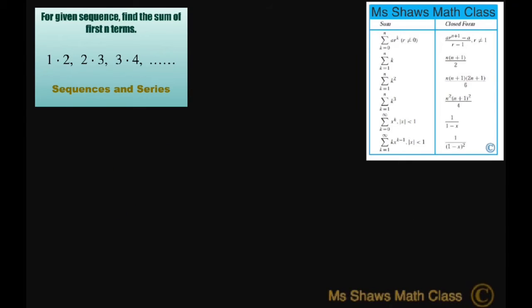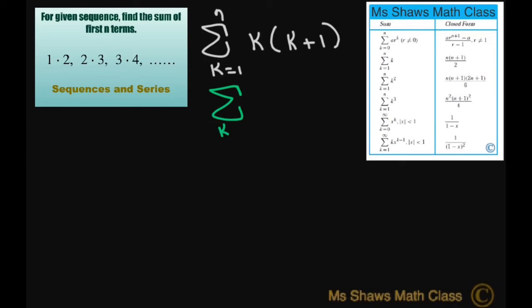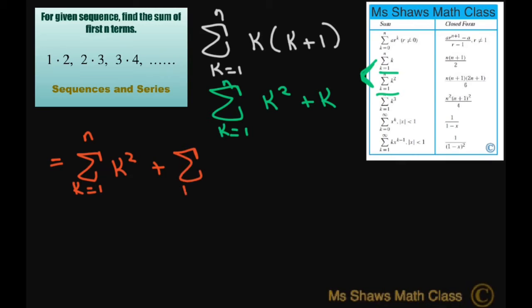And I'll write this up again here. We have the sum of K equals 1 to n of K times K plus 1. And this actually equals the sum, K equals 1 to n. Let's go ahead and distribute this: K squared plus K. And I have formulas here for common formulas for the sums that we're going to be using. So let's break this up and write this as the sum from K equals 1 to n of K squared plus the sum from K equals 1 to n of K.